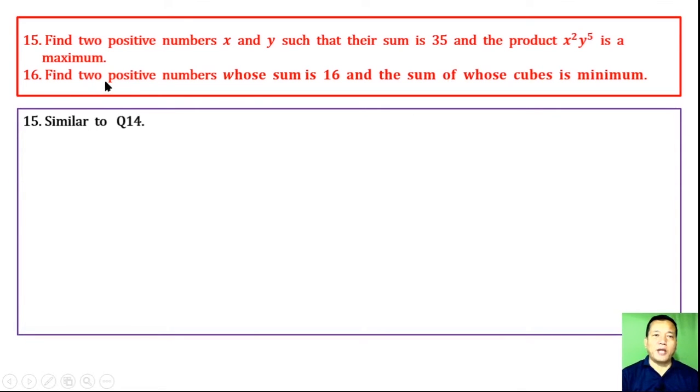Question number 16, find two positive numbers whose sum is 16 and the sum of whose cubes is minimum. This is similar to question number 14.